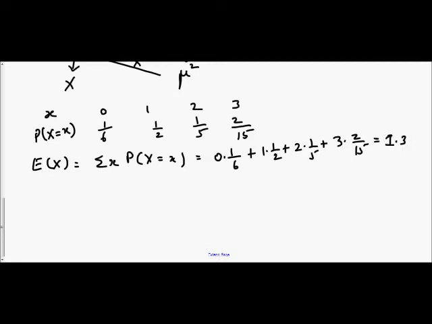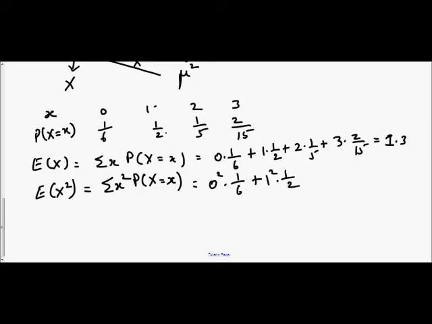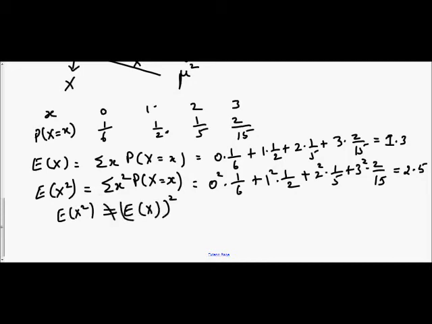Okay, what would be the expectation of x square, which would be the sum of x square p of x? How do you do that? This is 0 square times 1 over 6 plus 1 square times 1 over 2. So this is x and this is p of x, plus 2 square times 1 over 5 and 3 square times 2 over 15. On simplification, this would give you 2.5. So you can see that the expectation of x square is not equal to the expectation of x the whole square, right? This is 2.5, and 1.3 square is not equal to 2.5.